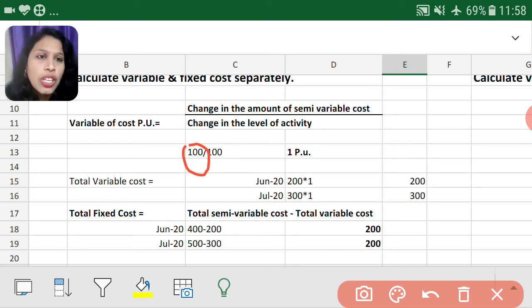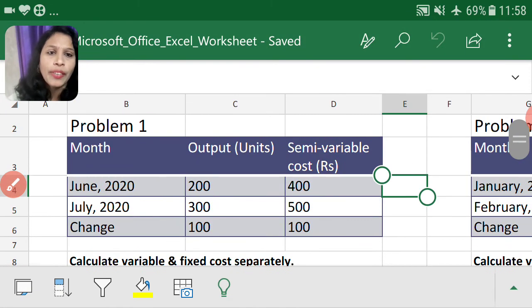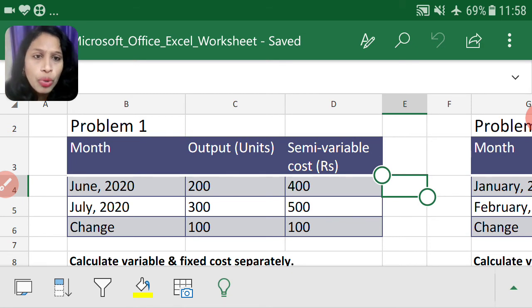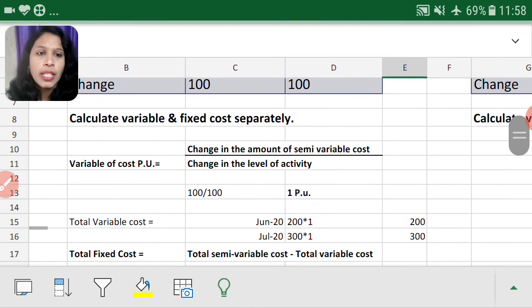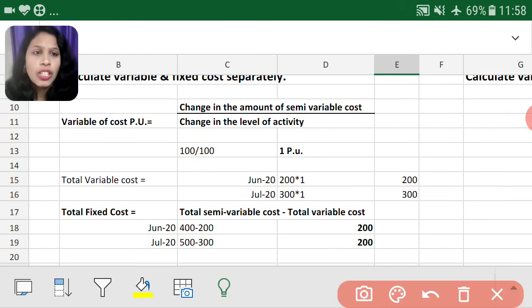Then change in the level of activity means output in the month of June 2020 is 200 and in the month of July 2020 is 300. It means the change in the level of activity is 100 units. So we take the change in the level of activity as 100.